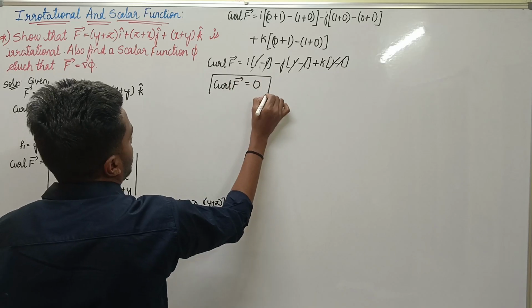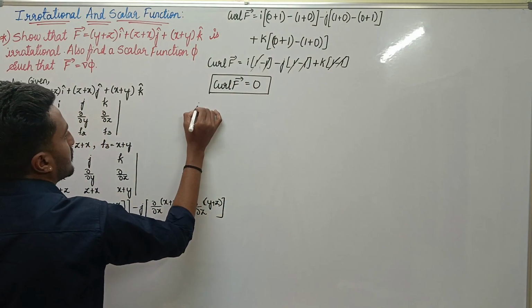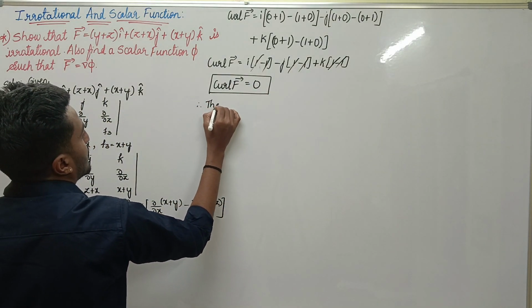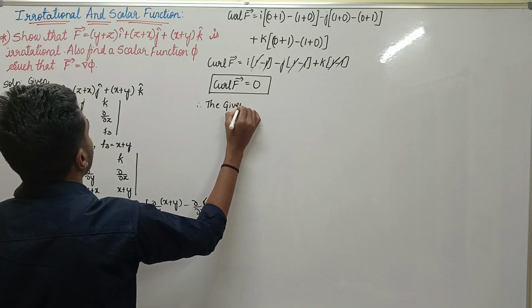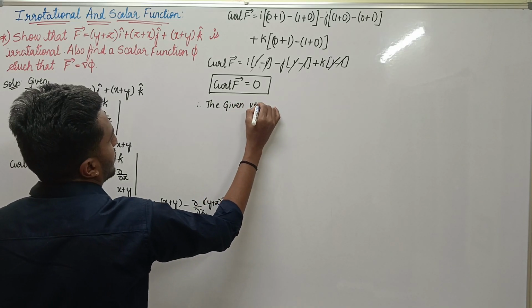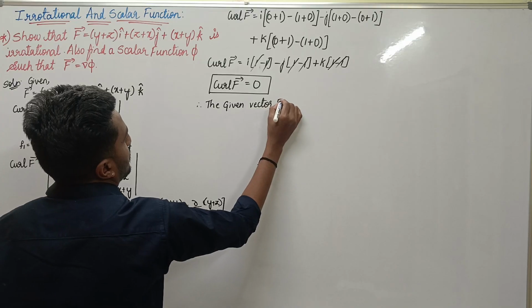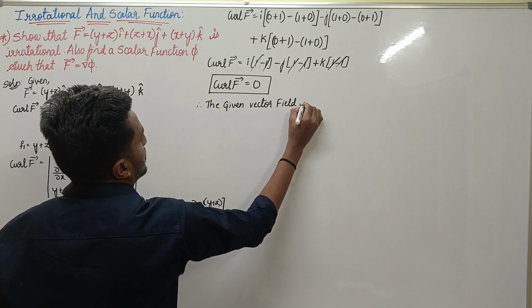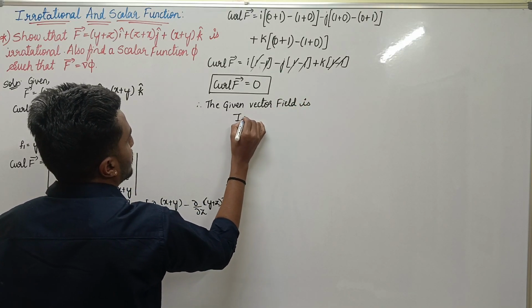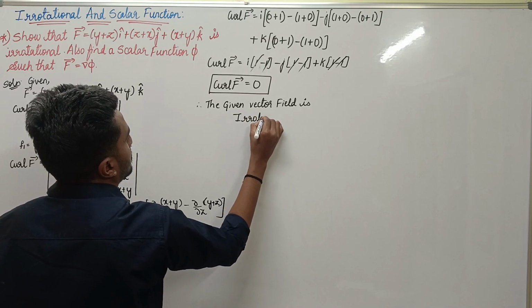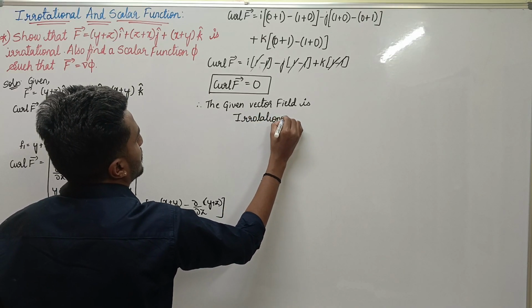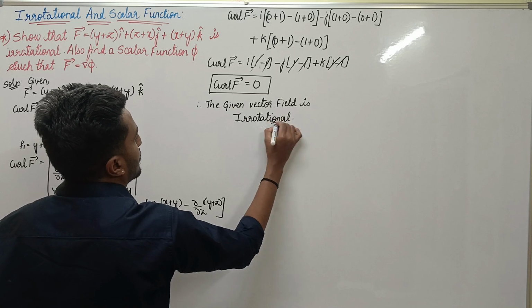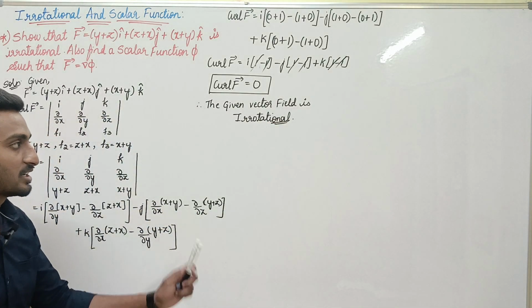If curl vector f is equal to 0, therefore the given vector field is irrotational. Got the point? That is how to find irrotational.